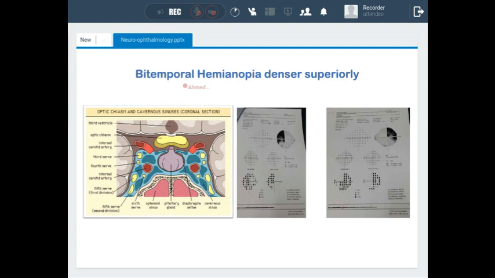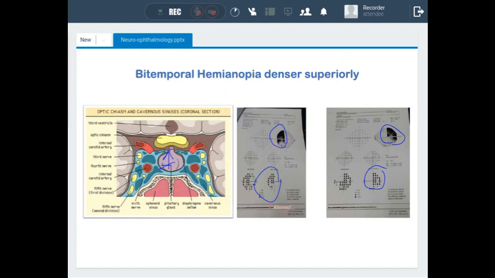Let's see. First, you may not find a bitemporal hemianopia that is symmetrical, but you can find a bitemporal hemianopia that is more dense superiorly, as you can see here. This is because of compression from below caused by a pituitary adenoma. It will compress the optic chiasm from below, leading to bitemporal hemianopia starting superiorly.